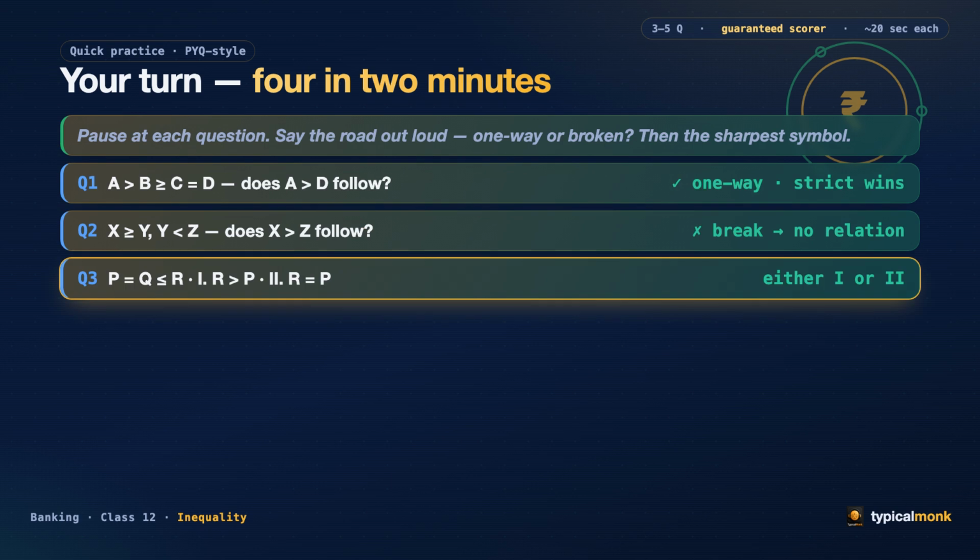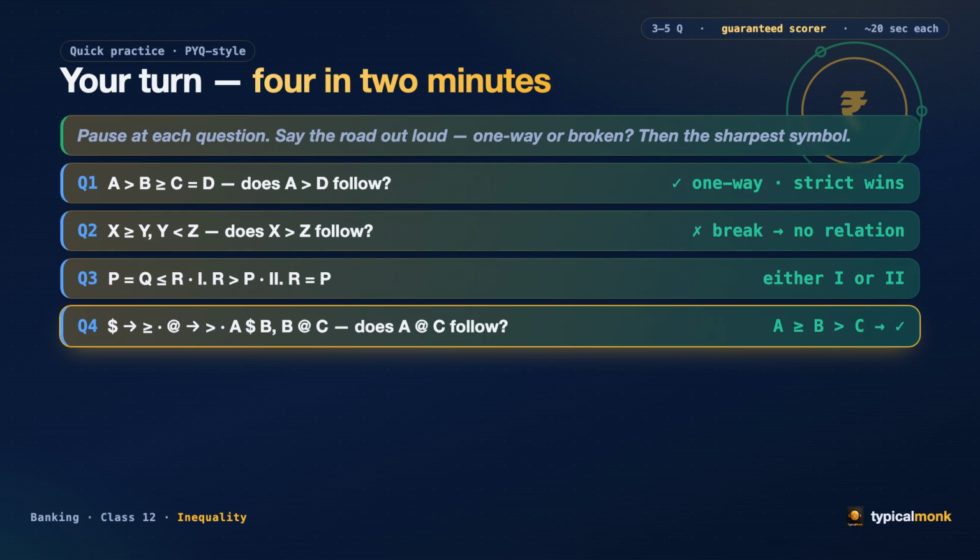Question 3. P equal to Q, Q less than or equal to R. Conclusions: 1, R greater than P, 2, R equal to P. The chain gives R greater than or equal to P. Neither is definite alone, same pair, and together they cover the whole of greater than or equal to. Either 1 or 2 follows. And question 4.